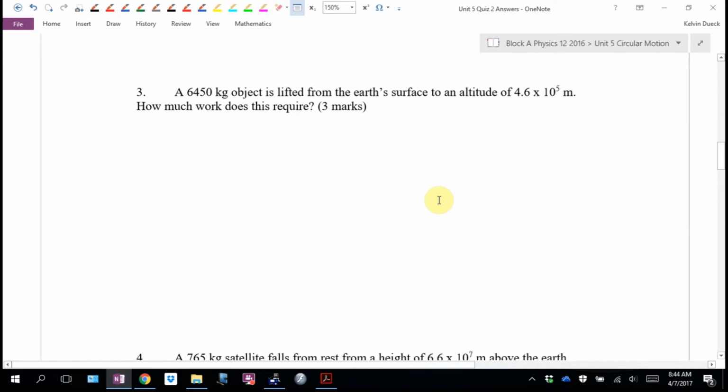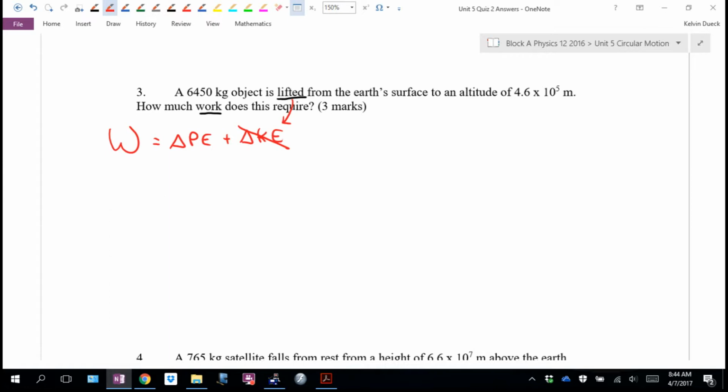All we're doing is lifting the object, and then somehow holding it in place. It's not in orbit. It's at rest. I can't go force times distance for work because we have a changing force. So work equals change in potential plus change in kinetic. But because we're lifting, we're starting and ending at rest. All this is asking is, how much fuel do you need to climb to that particular altitude?